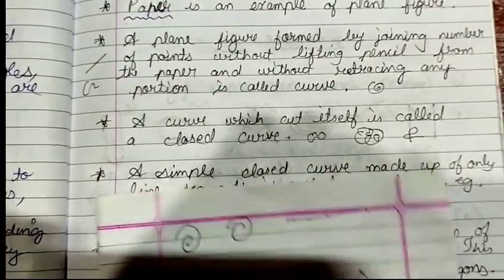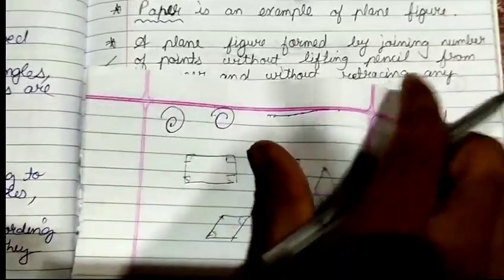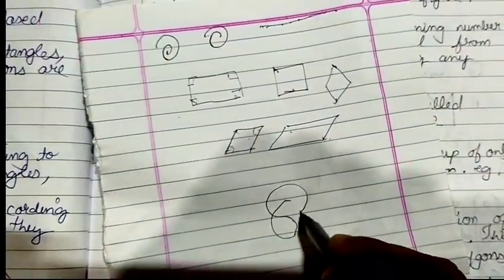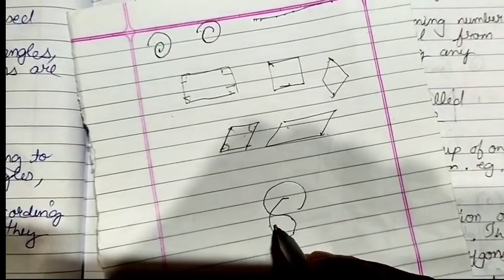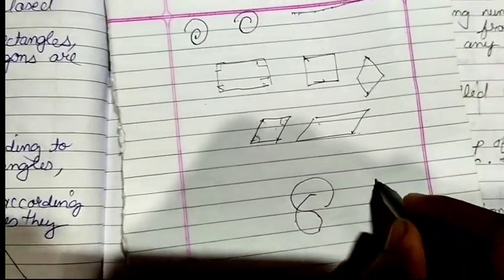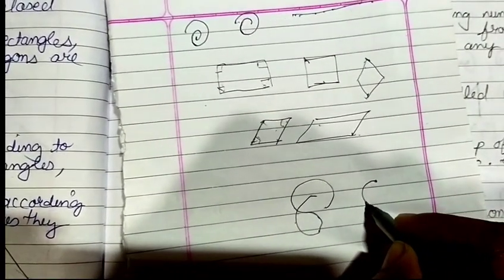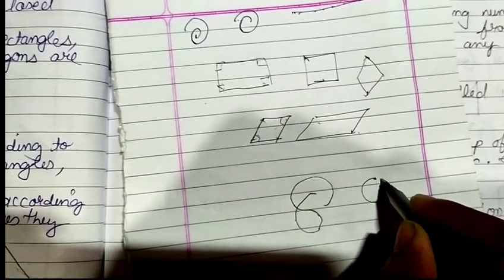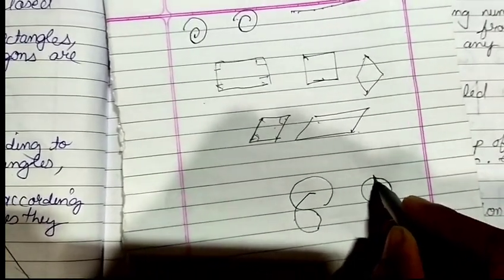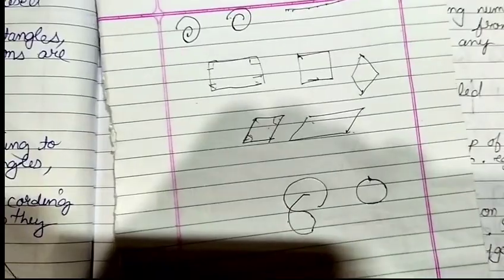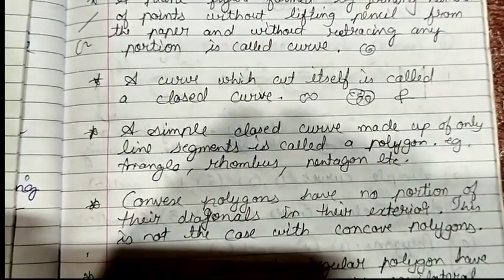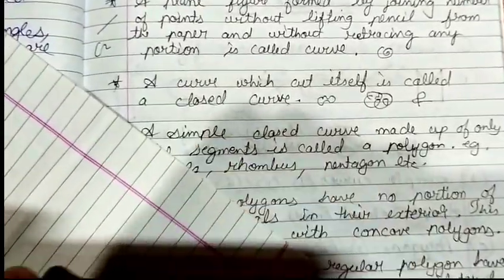Now the curve which cuts itself is called a closed curve. Take for example, if a curve is going in this way and it is retracing itself, it is known as a closed curve. Or if from the starting point we come again to the starting point, if the ending and opening lines connect to each other, it is known as a closed curve. Now, a simple closed curve made up of only line segments is called a polygon.